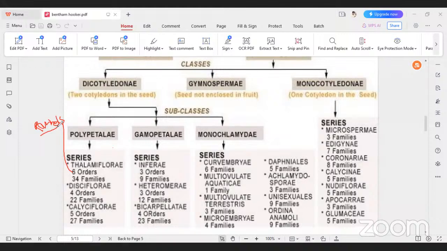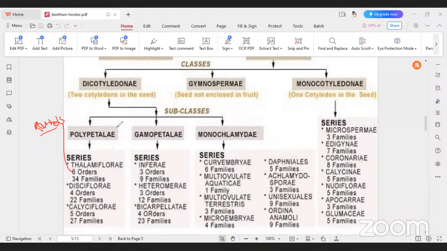The order one is Rosales, which is again classified into eight families. And order two Myrtales, it is also classified into seven families. Order three Passiflorales. It is also divided into seven families. Order four Ficoidales. Order five Umbellales. So the five orders in Calyciflorae. And second subclass, that is Gamopetalae.